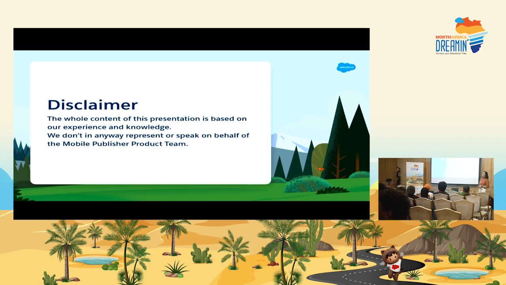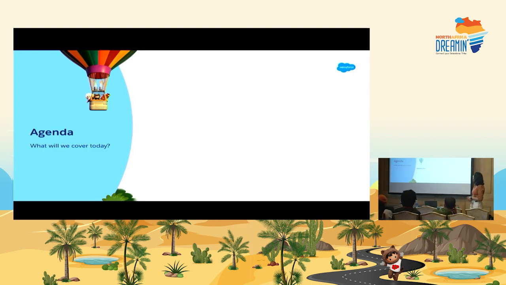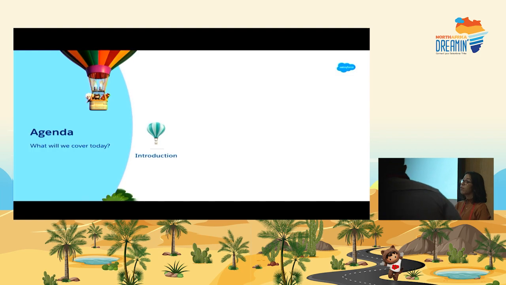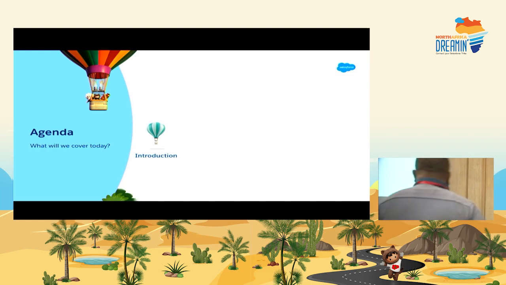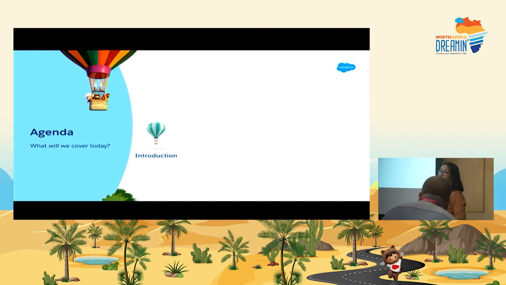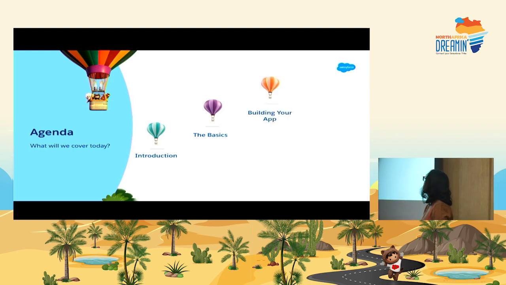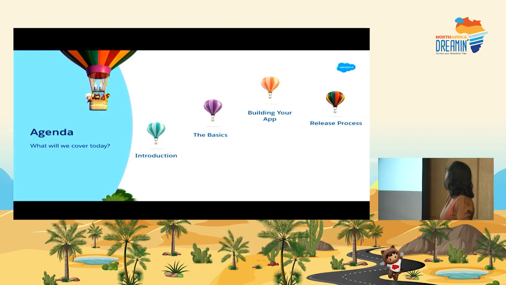So let's start with our agenda. Basically, we will have four stops on our flight today. The first one is going to be Introduction Country. The second one is going to be Basics Land. And if the weather continues to be this great, we are going to have a scenic view of Building Your App City. And last but not least, our fourth stop is going to be Release Process Town.